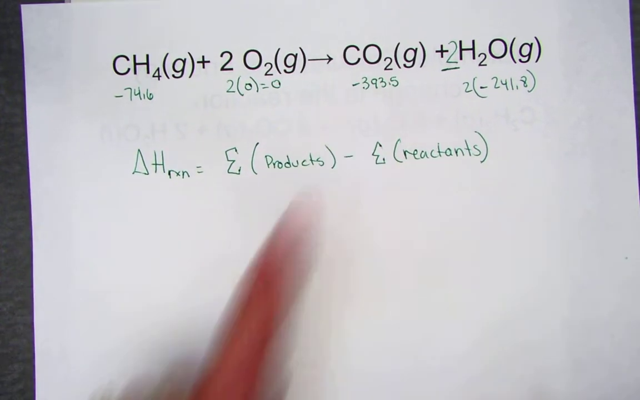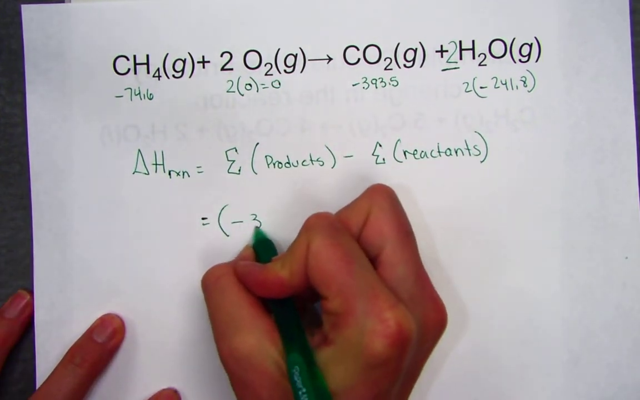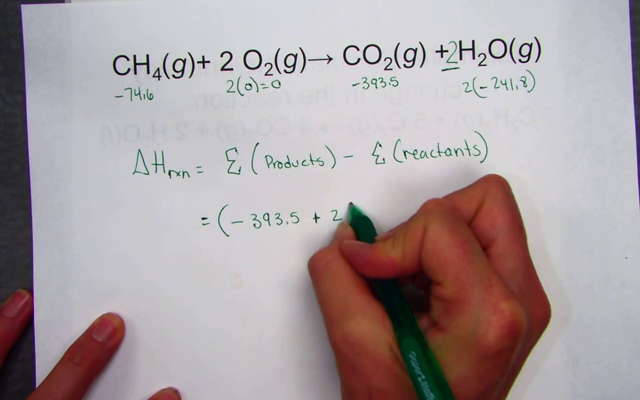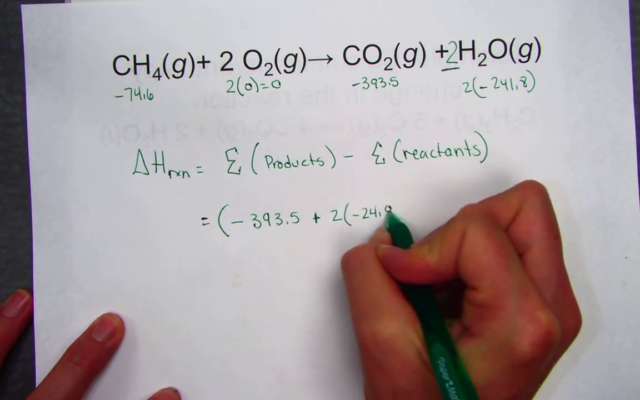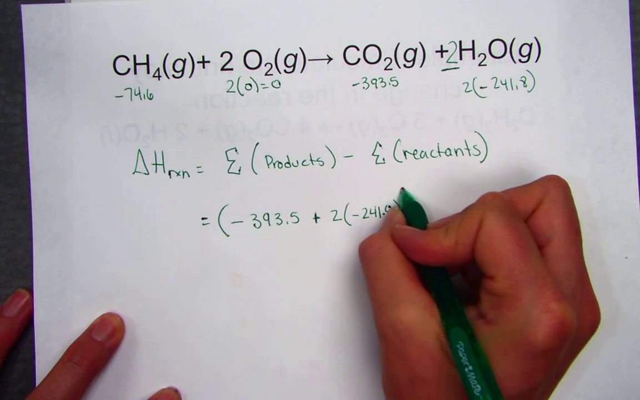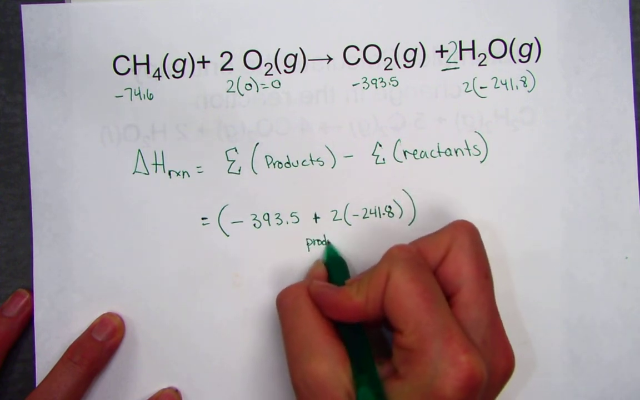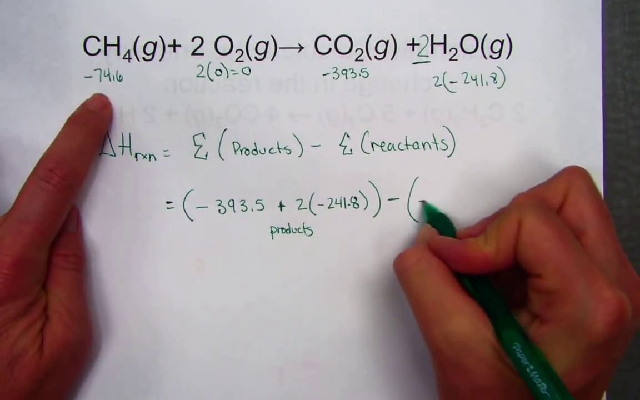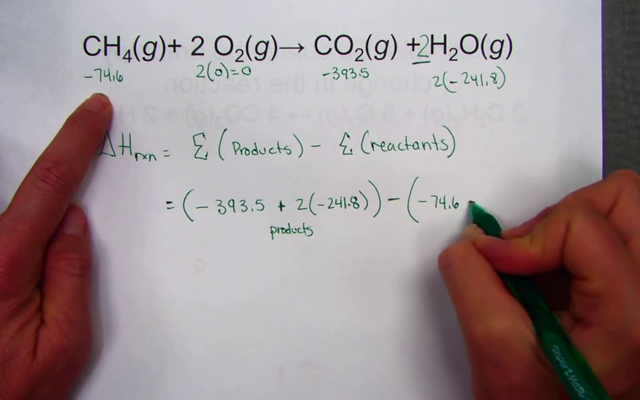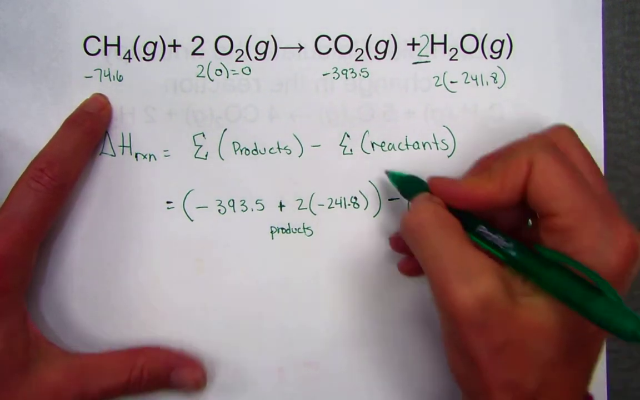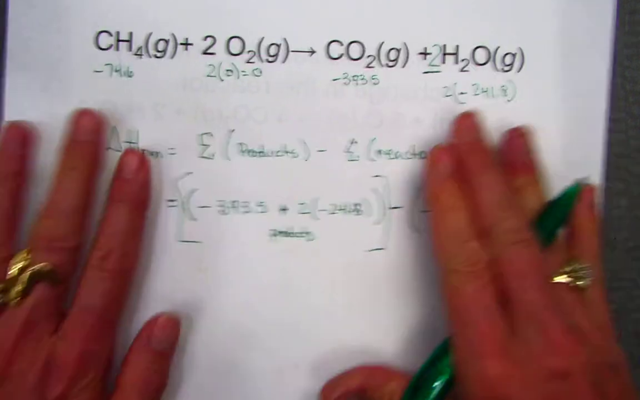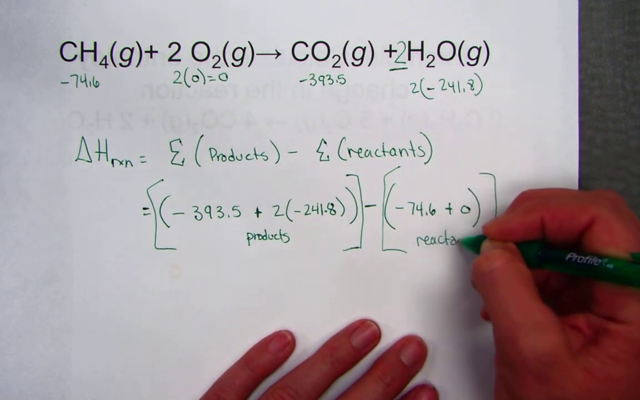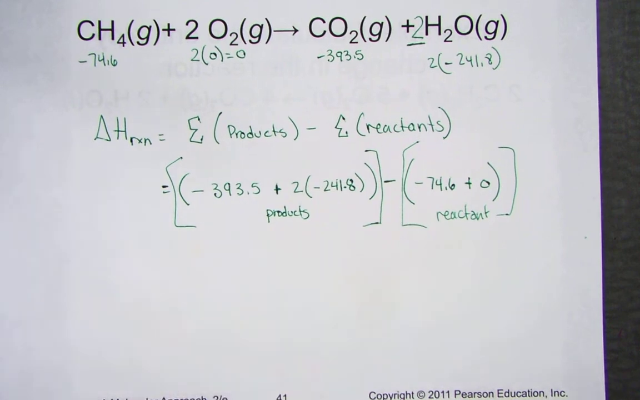So, products first. I'm going to take negative 393.5 plus 2 times negative 241.8, the sum of the products, minus the sum of the reactants: negative 74.6 plus 0. So here's what we have, just to kind of clarify. First big bracket is product minus reactant. Let's hit our calculator and see if we can get a common answer.